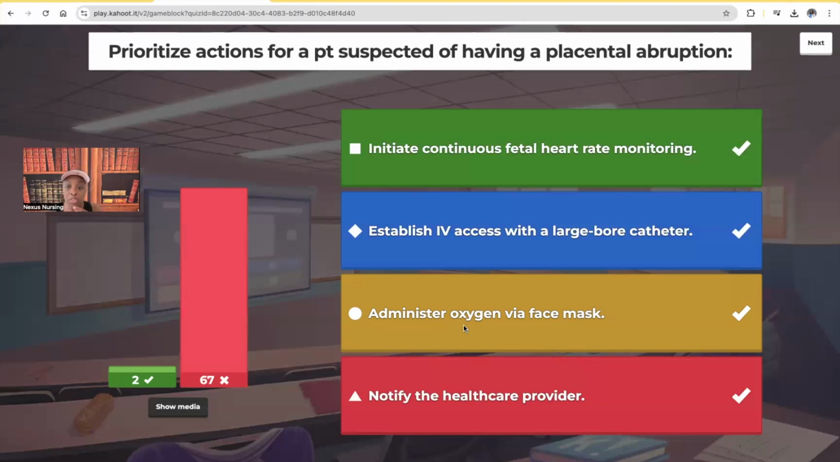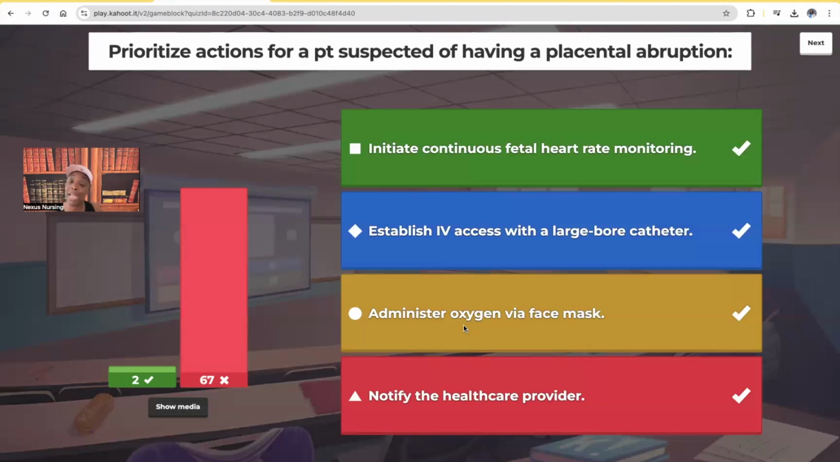So that's why we're going to establish IV access with a large bore catheter, because that patient's going to get fluids hard and fast. We expect to most likely replace blood. We're going to be giving this patient blood products and medications. That's why the IV access comes before oxygenation. Now, if this was a question about a patient with a condition where oxygen was going to be an issue, yes, oxygen would come first. But in this case, the oxygen we're giving is supplemental, because the problem doesn't have to do with oxygen. It has to do with blood that's being lost.